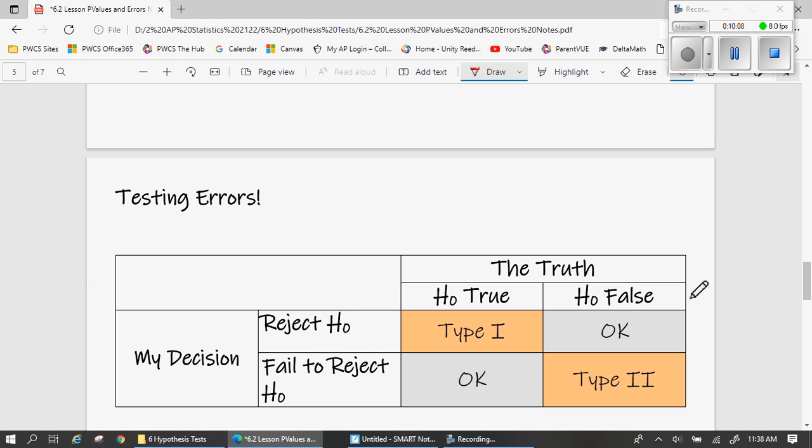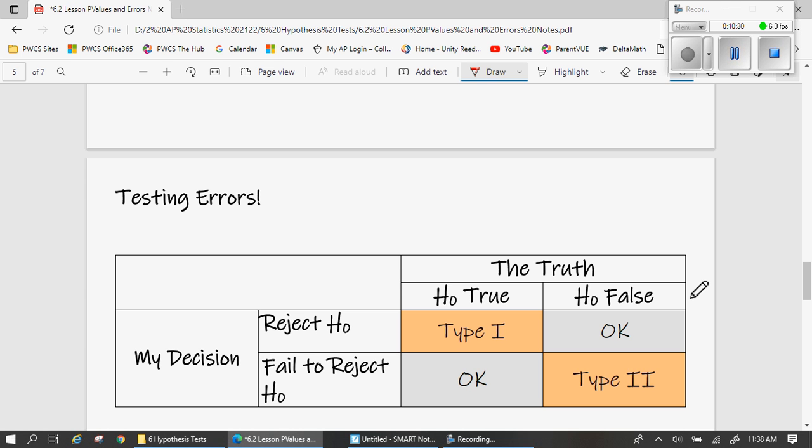We're comparing what is the decision you made to what the truth is. We'll never know what the truth is. Otherwise, we wouldn't be doing a hypothesis test. If we knew what the true population proportion was of students who weren't absent last month, we wouldn't be doing this. We wouldn't have this conversation. This is more of, hey, what kind of error could we have made?